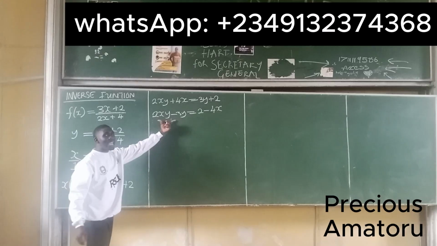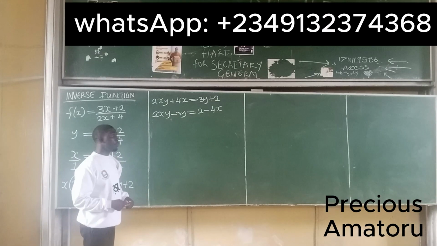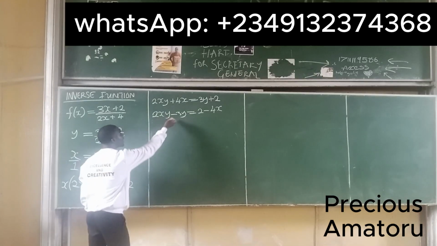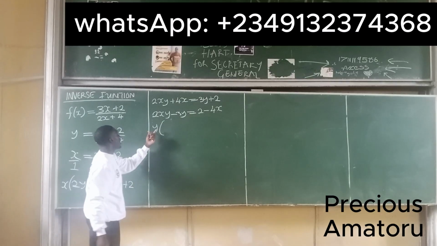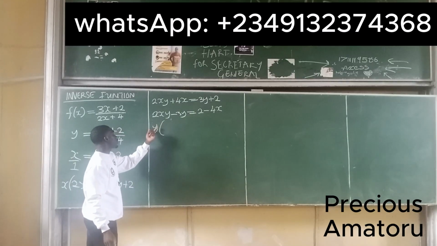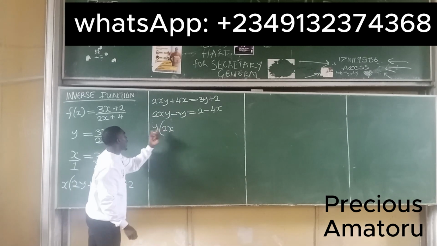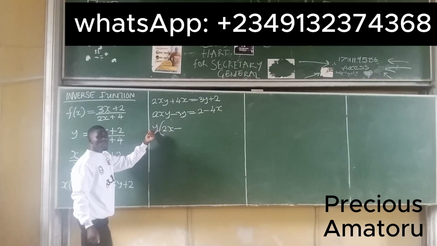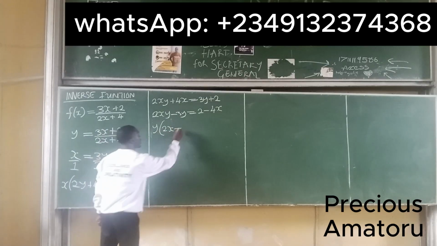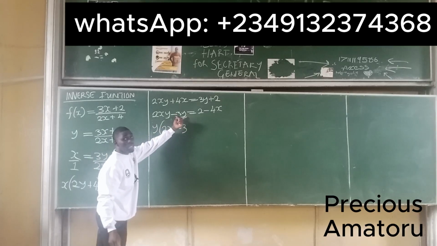So we can factorize out y here because we want to make y the subject of the expression. Taking out y, bracket open. What will you multiply by y to give you this? That's 2x. So 2x times y will give you this. We bring down the sign there. What will you multiply by y to give you 3y? That's simply 3. So y multiplied by 3 will give you 3y.